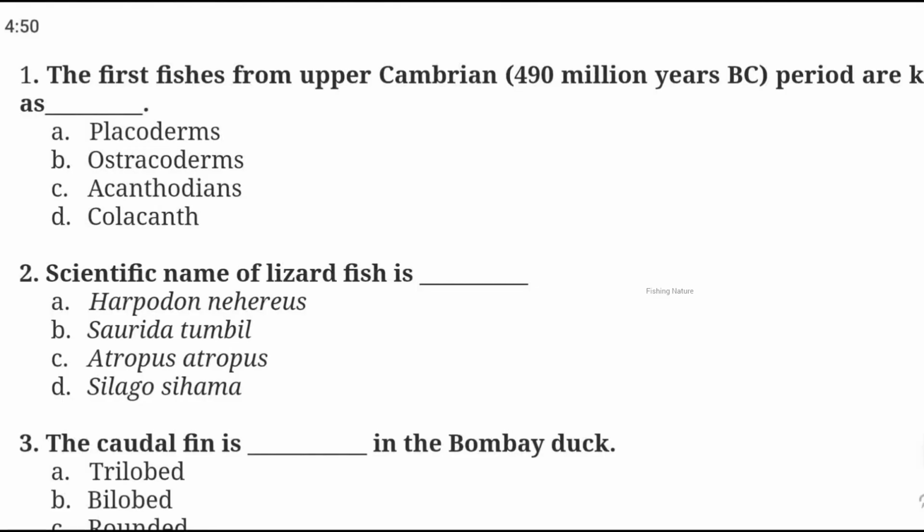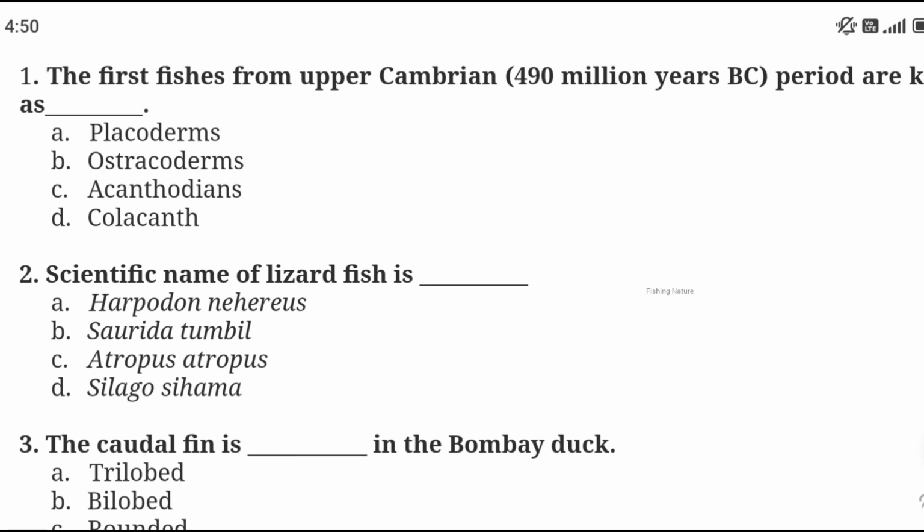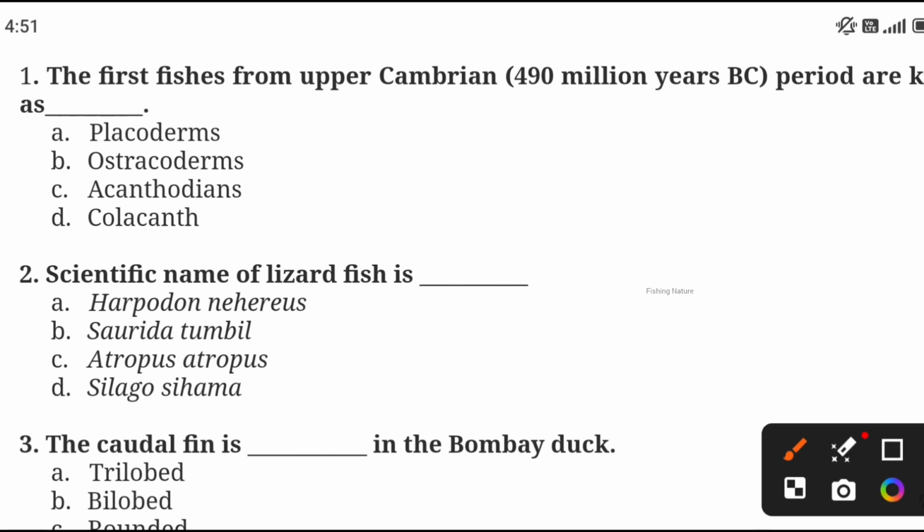Hello everyone, today I am going to discuss the important MCQs for Fishery Science JRF. Let's start the questions. The first fishes from the Upper Cambrian period are known as which fishes? These fishes are ostracoderms. These are the fishes from the Upper Cambrian.